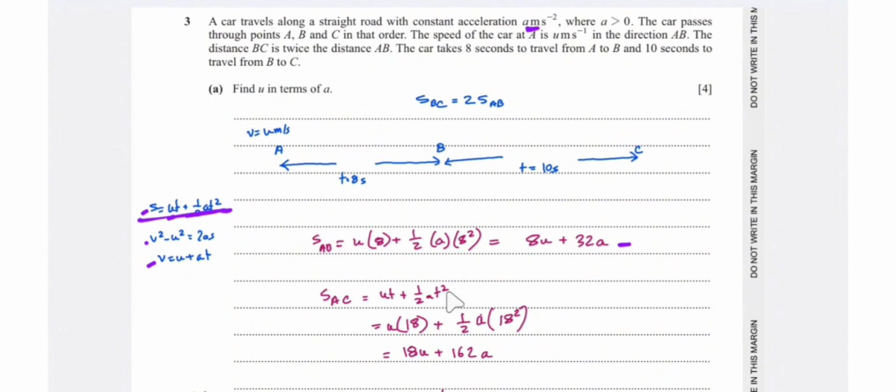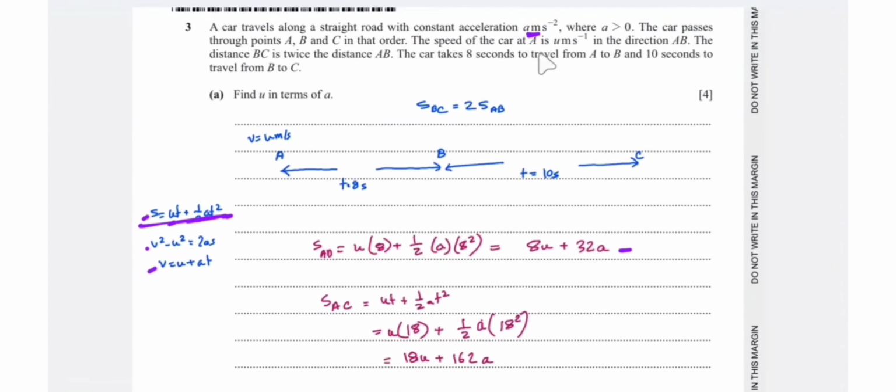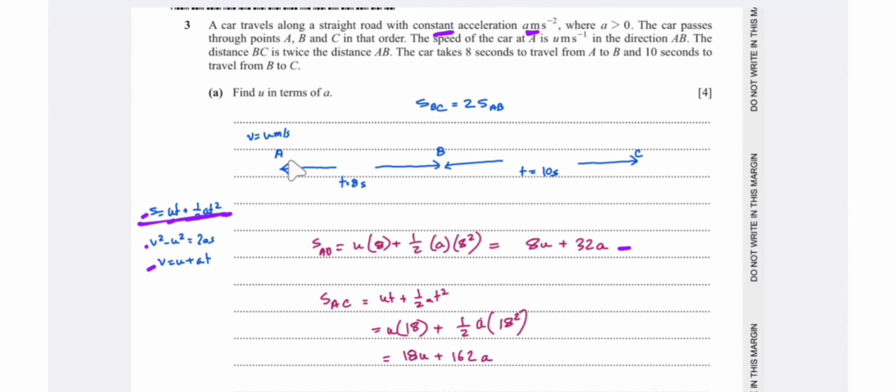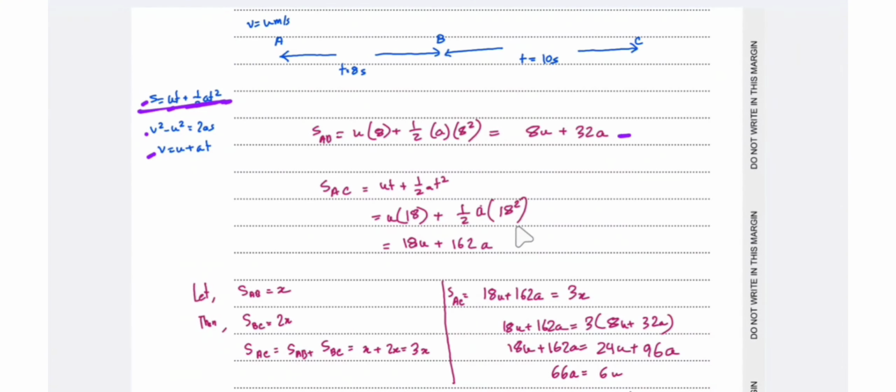So AC is equal to ut + ½at², where the initial velocity is u. Since we are considering AC, the total time is 8 plus 10, that is 18 seconds. And since the acceleration is constant, it is the same for AB, BC and AC.